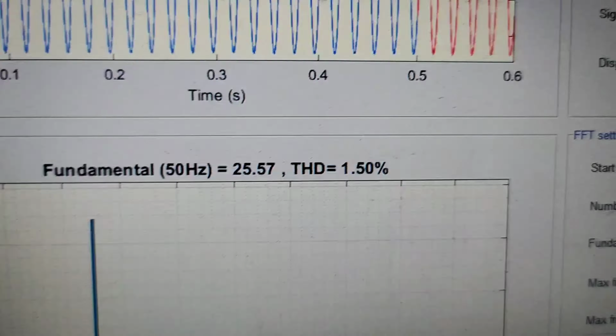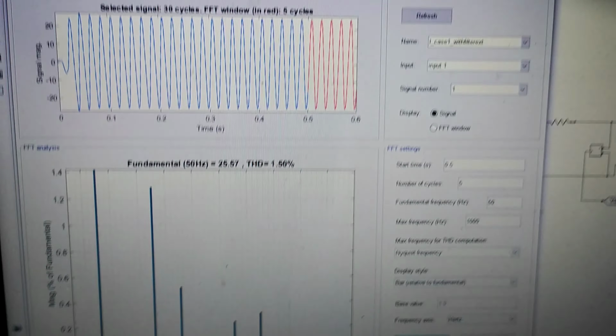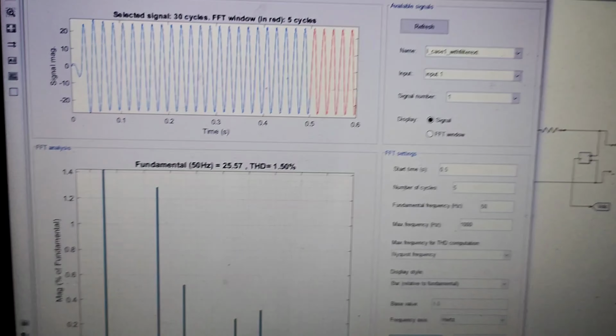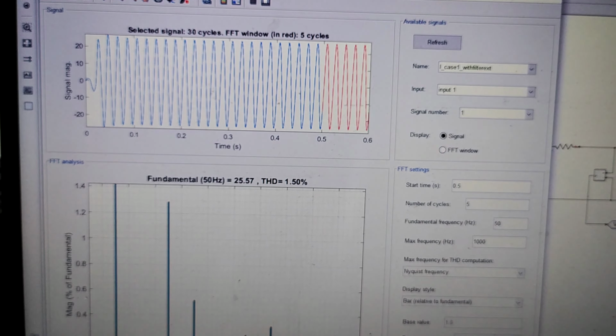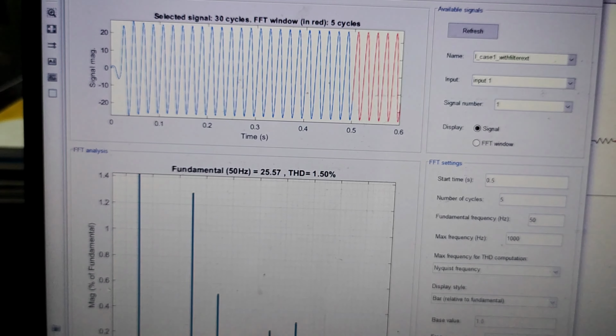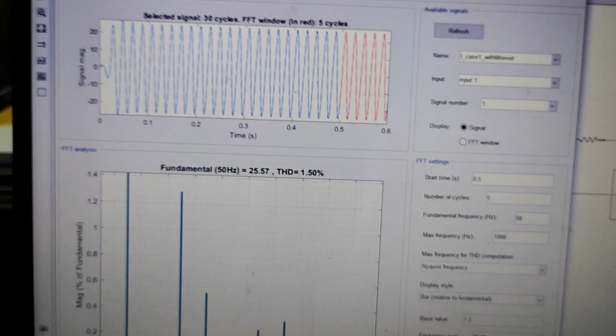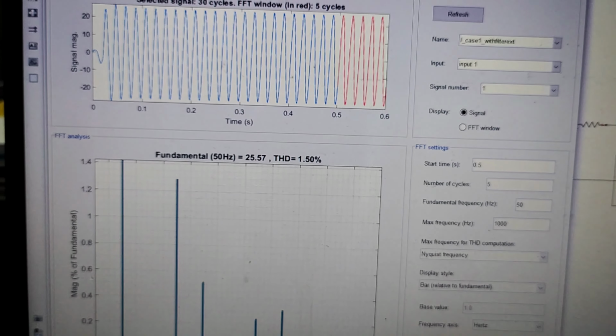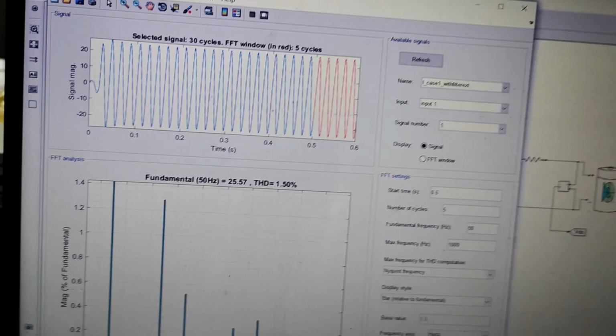Here we can see the 1.50 distortion. Initially I said the NEC has 5% distortion. My seniors' base paper had 2.50, but I decreased it to 1.50. It will help to increase the battery life while decreasing the harmonics. This is for level 1.